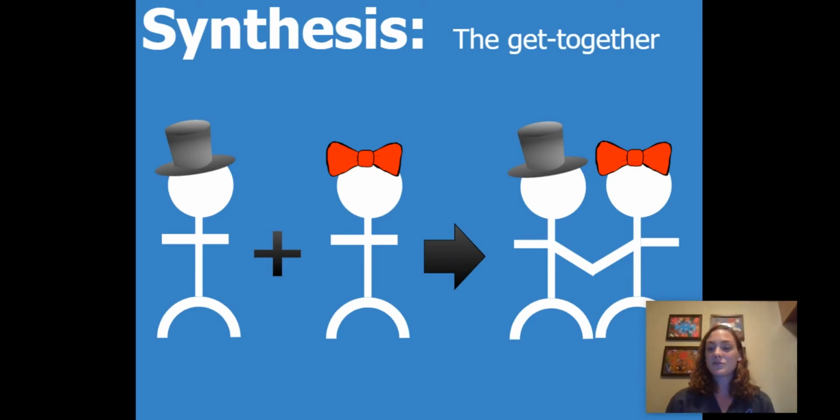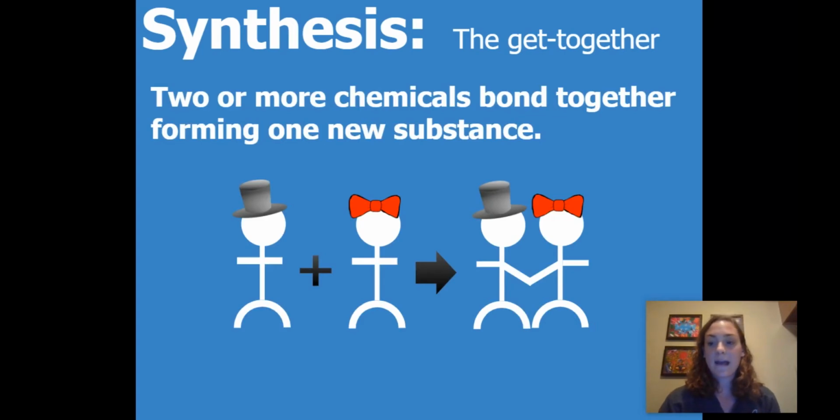Okay, so the first one, synthesis. That's when you've got 2 different chemicals, and in this case the people represent chemicals. So you've got Mr. Top Hat and you've got Little Red Bow, and before the reaction they are separate chemicals, and then after the reaction they are chemically bonded together and they are a unit. So synthesis is also known as the get-together. So 2 single people combine into one unit when they become a couple. A more academic way of saying this is when 2 or more chemicals bond together to form one new substance.